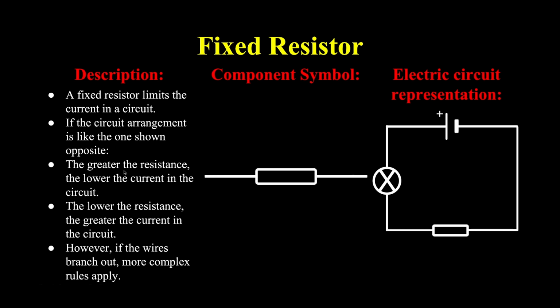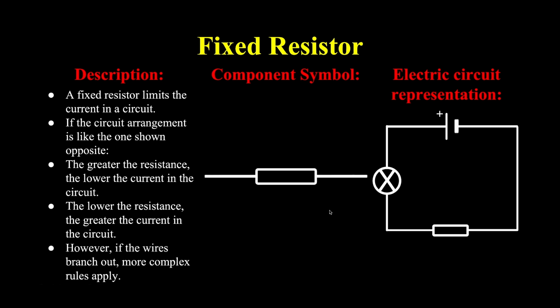The greater the resistance, so you can increase the resistance either by adding more resistors or using resistors with a greater resistance. But in any case, the greater the resistance, the lower the current in the circuit. And in this case, the dimmer the indicator will be because less current will pass through it. The lower the resistance, the greater the current in the circuit, and the brighter the indicator will be because more current passes through it.